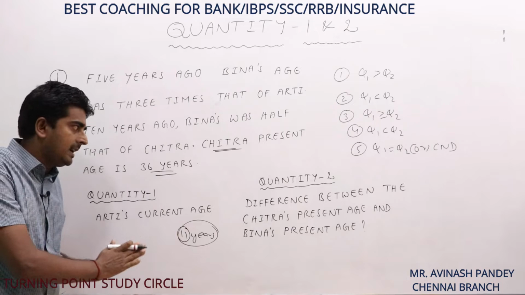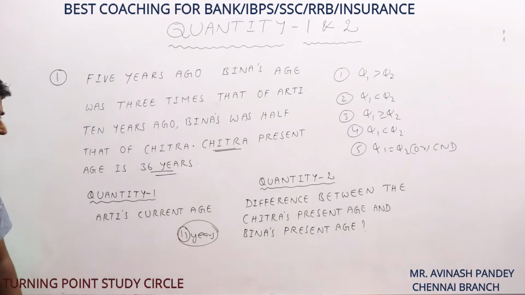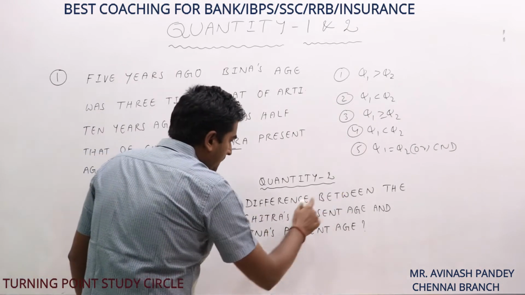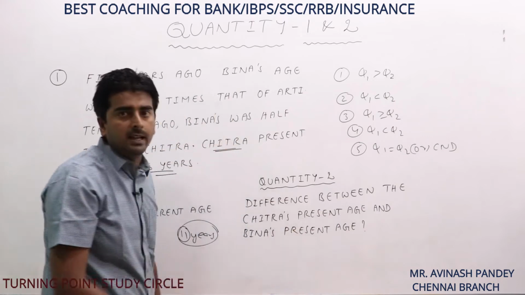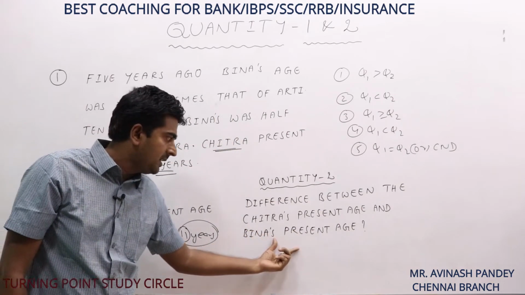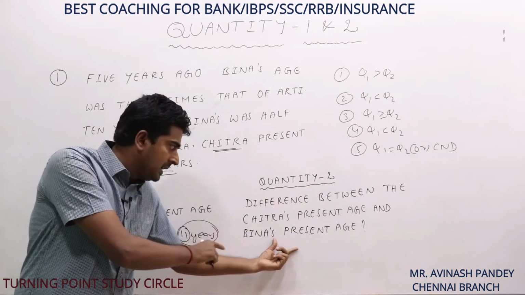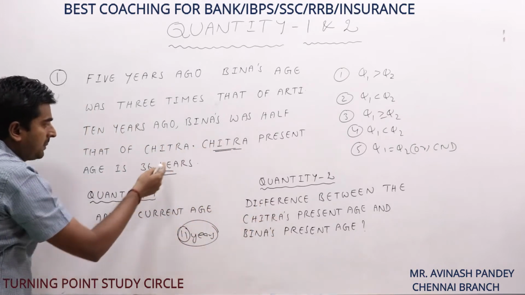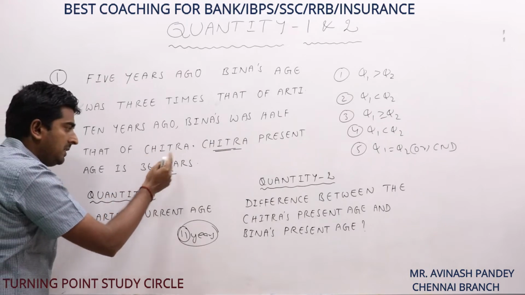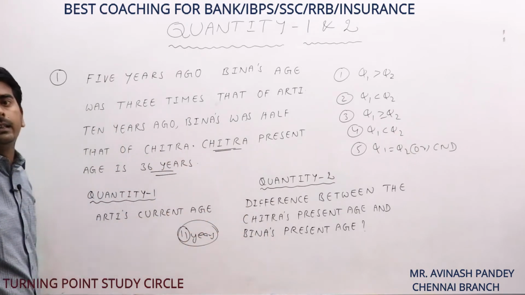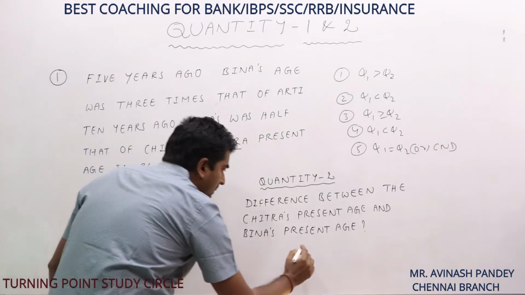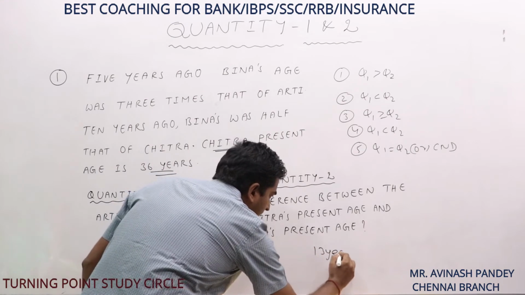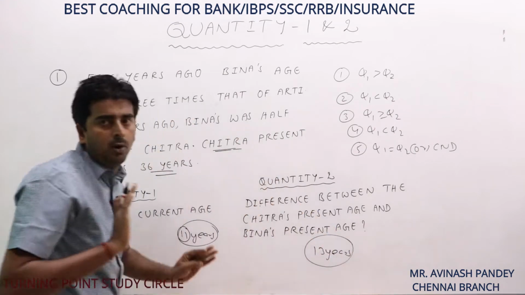Very simple question, right? Now we will see quantity 2. So in quantity 2, what are they saying? The difference between Chitra's present age and Bina's present age. Already we have seen Bina's present age is nothing but 23 years, and just now we have seen in the question itself they have mentioned that Chitra's present age is 36 years. So 36 minus 23. What is the answer? 13 years. So my quantity 2 is nothing but 13 years. This is my answer orally, I have not used anything.